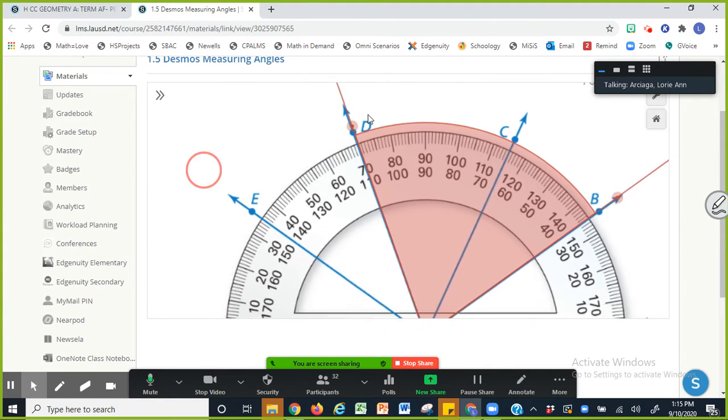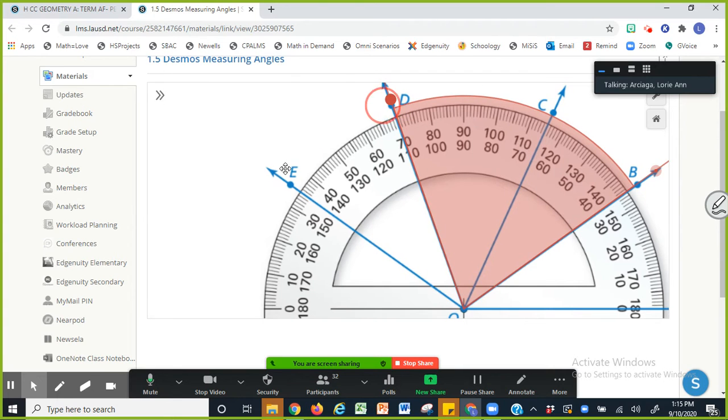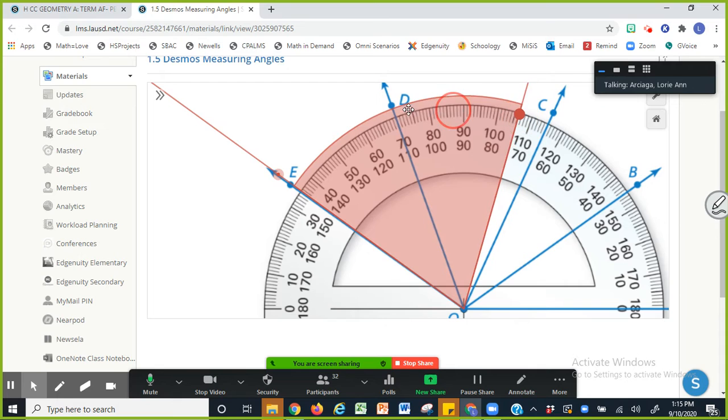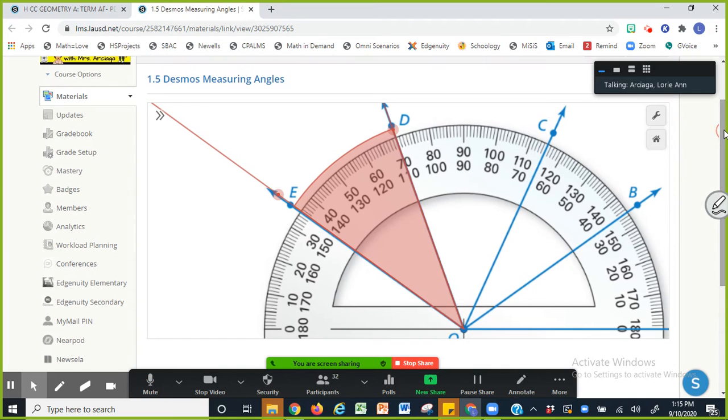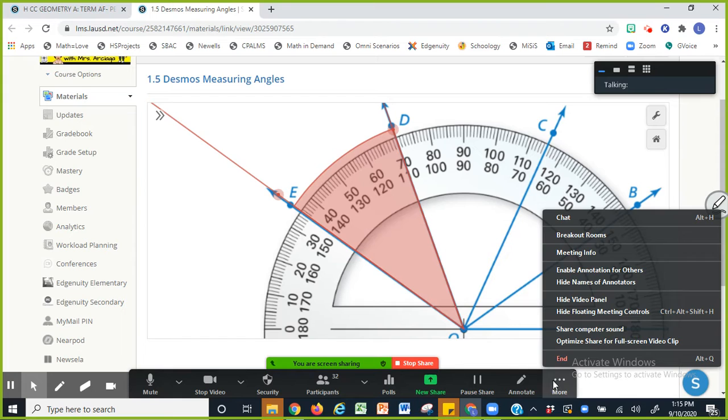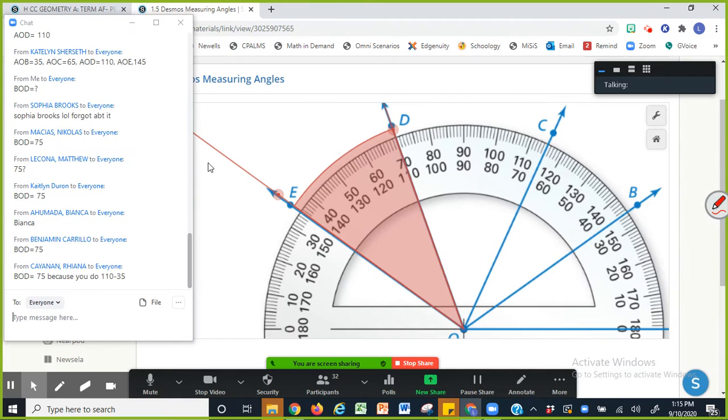Okay, so last but not the least, can you guys get the measure of DOE for me? DOE, 30. You guys agree?